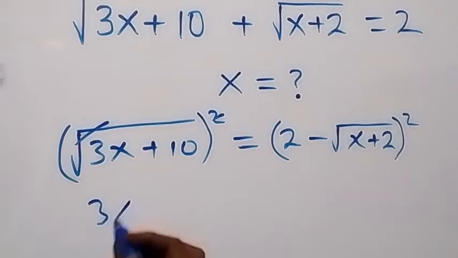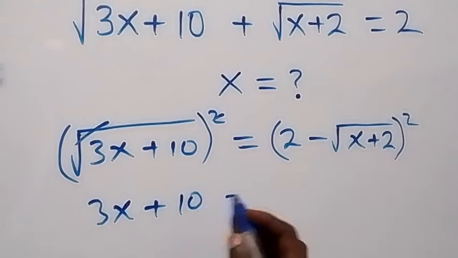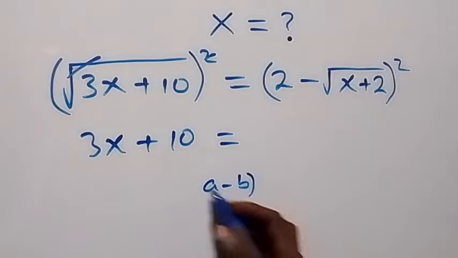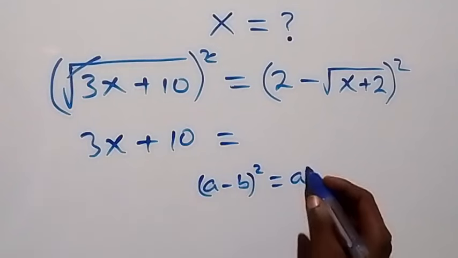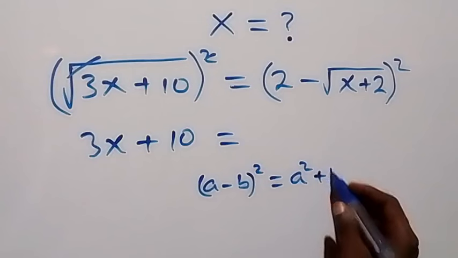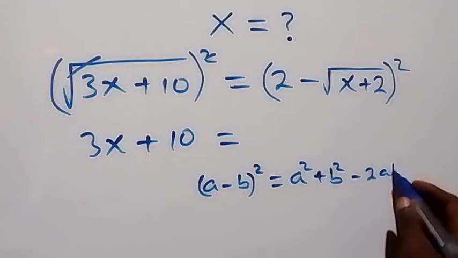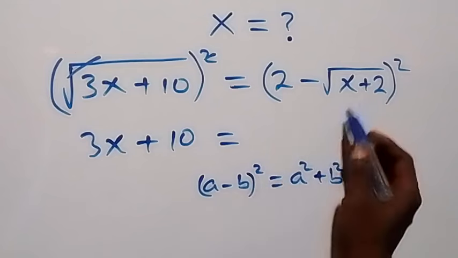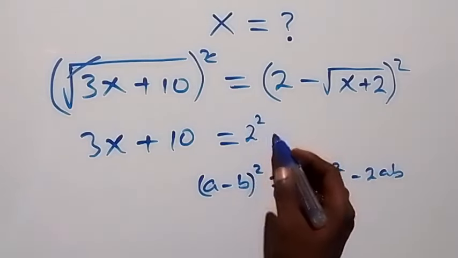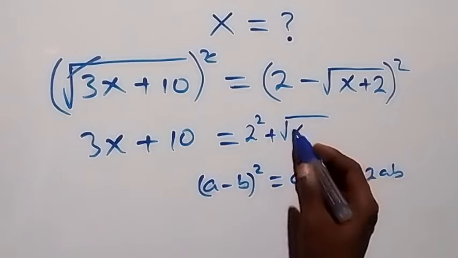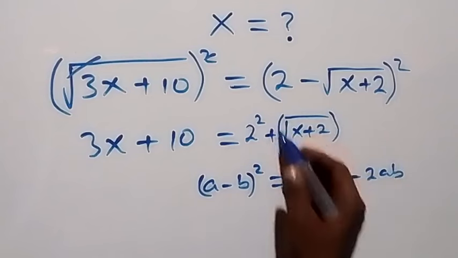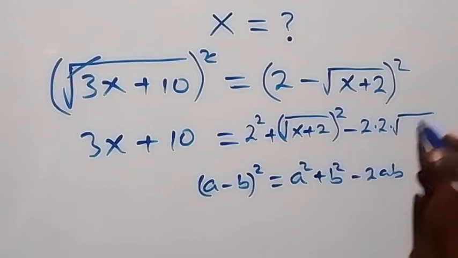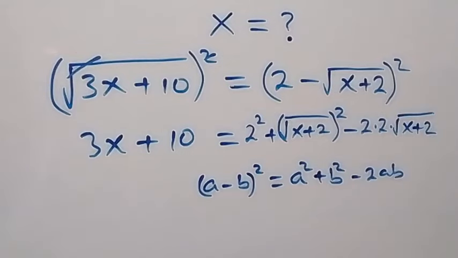Then we have 3x plus 10 left, which equals, on this side, this follows from the expansion where we have (a minus b) all squared, which gives us a squared plus b squared minus 2ab. Now applying that here, we have a serving as 2 and b as root x plus 2. We have 2 squared, then plus root x plus 2 all squared, then minus 2 times 2 times root x plus 2.